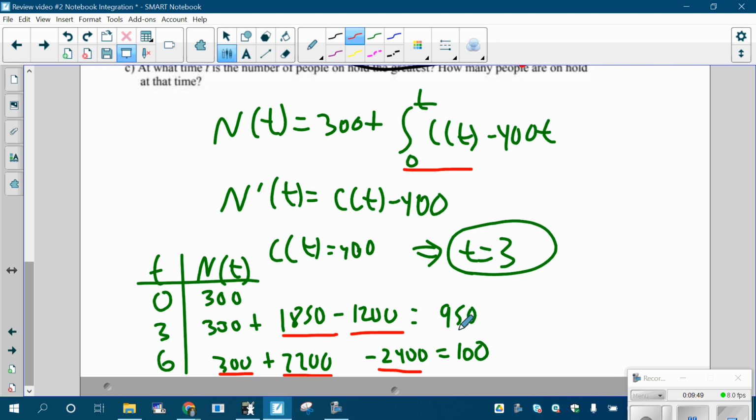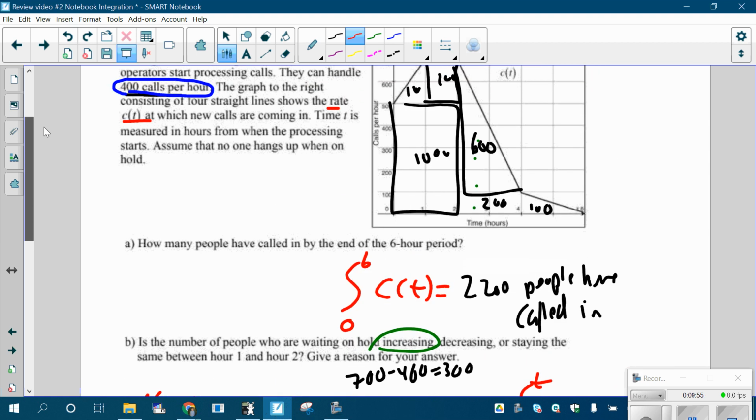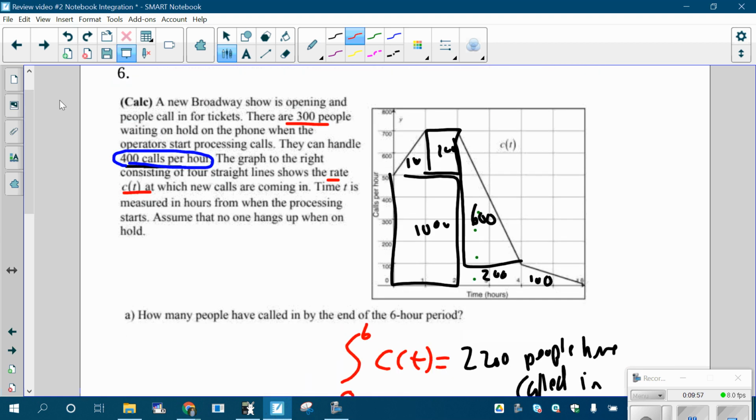How many people are on hold? 950. Okay. This is a classic flow in, flow out problem. Please make sure you have something like this down. This is an AB type question that shows up on the BC exam, oftentimes on the shared questions between AB and BC.